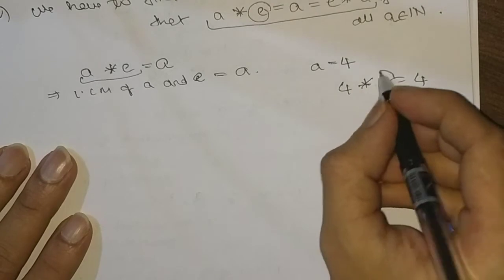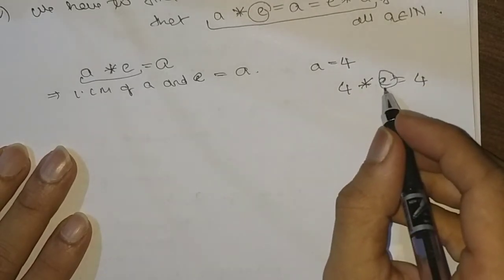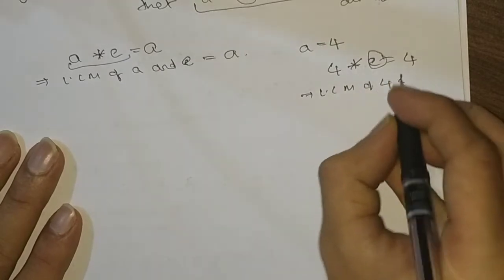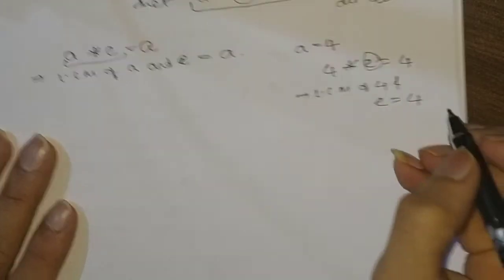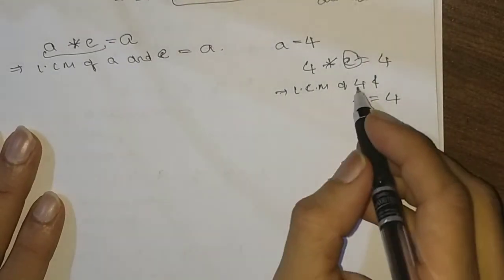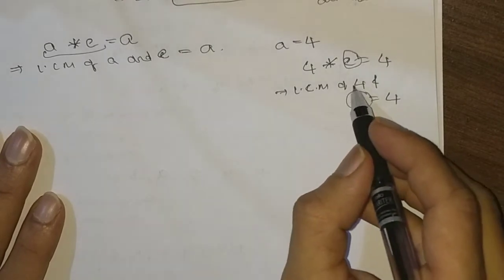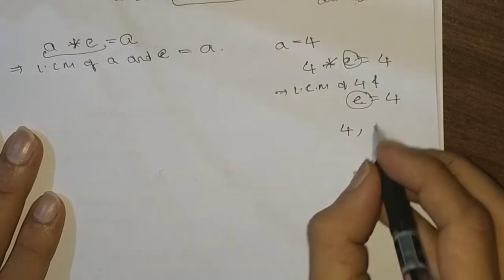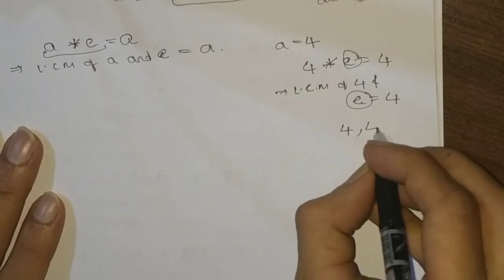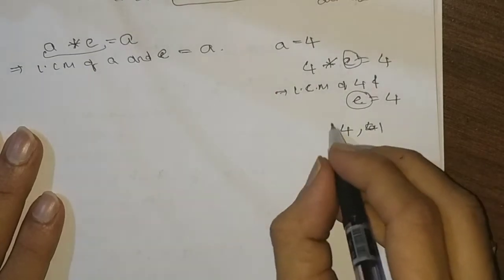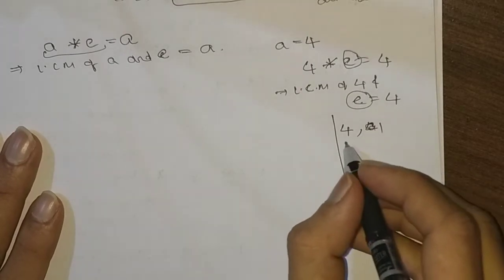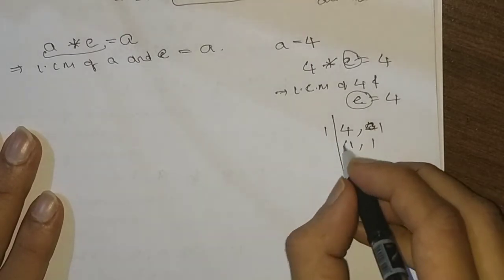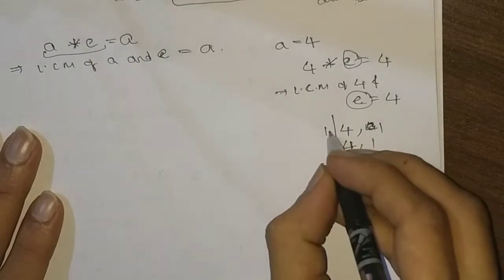Now here, if you see, there are two choices of the number E, right? This means the LCM of 4 and E is equal to 4. So what number, if you take here, will give the LCM of 4 and that number equal to 4? Let us see, if you take E as 1, what will you get? First is 1.